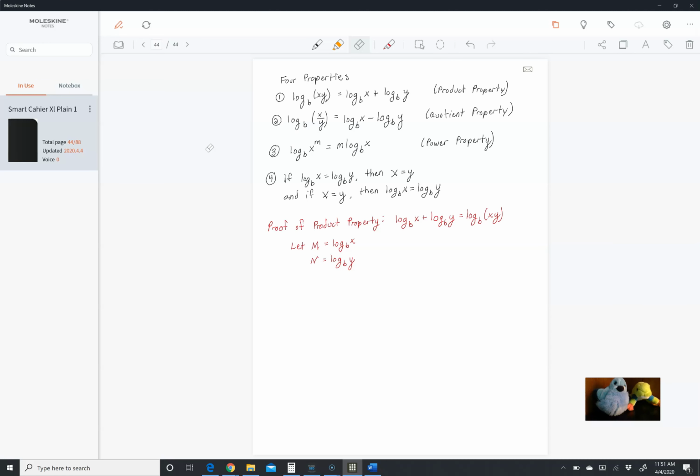Now what we're going to do is turn these into exponential form. So when we switch them to exponential form, we get the base is b, the power is m here, right? The purpose of a log is to solve for the exponent. So the power is m. And what is that equal to? X.